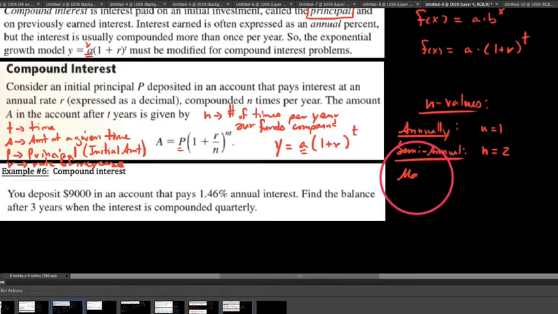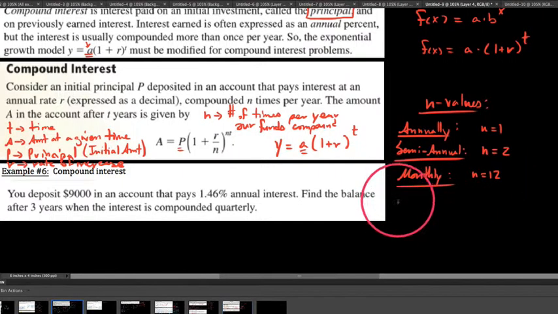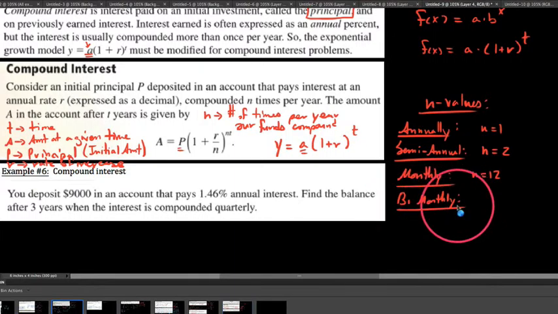Something that is monthly, just to be clear, would have an n value of 12, because 12 times a year is when it compounds. We could say bi-monthly. So bi-monthly would be every 2 months. So how many times a year? Well, this would be 6 times a year.